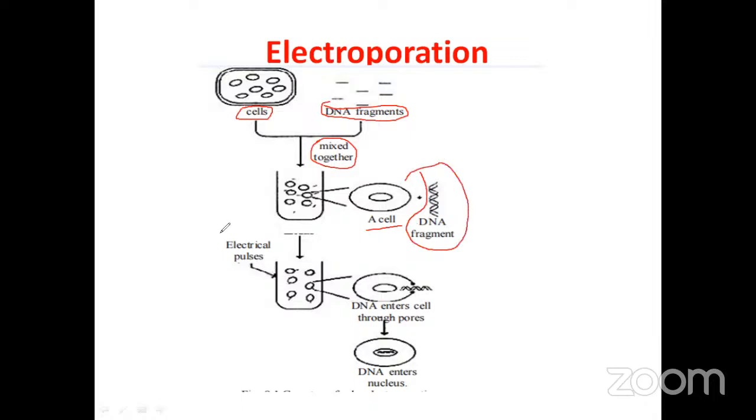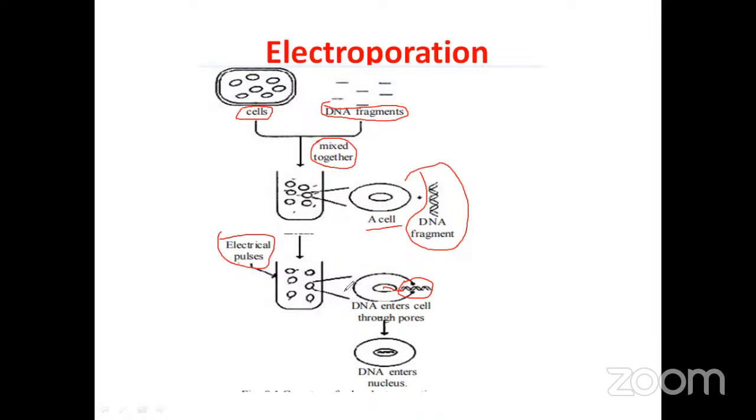After that, to this vessel, give electrical pulses. After getting electric pulses, due to the electrical force, the cells become weakened and holes are made in the plasma membrane, cell wall and nuclear membrane. Later, the desired DNA enters the cell and enters the nucleus, finally incorporating with the cell genome or cell DNA. This is the process.